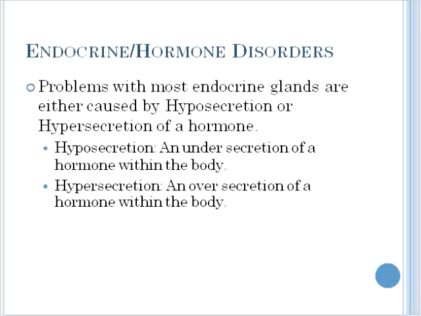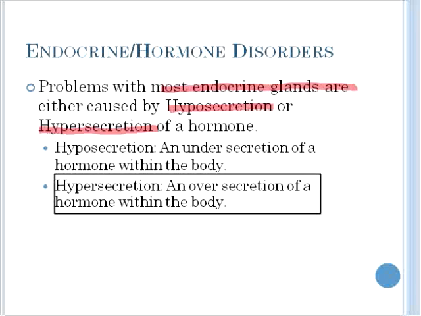There are times, however, when the endocrine system, like all body systems for that matter, doesn't function properly. By and large, these problems are related to how the endocrine glands secrete their hormones. Problems are typically caused by either hyposecretion or hypersecretion of a hormone. By definition, hypersecretion is an oversecretion of hormones within the body, whereas hyposecretion is when there is not enough hormone being secreted, an undersecretion.